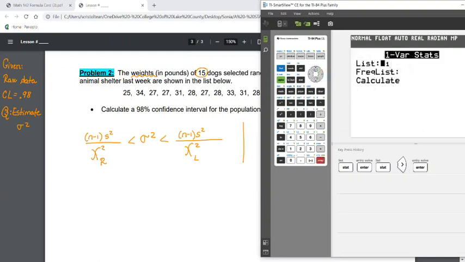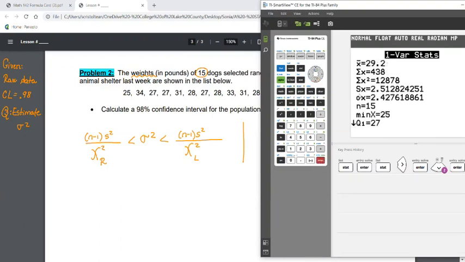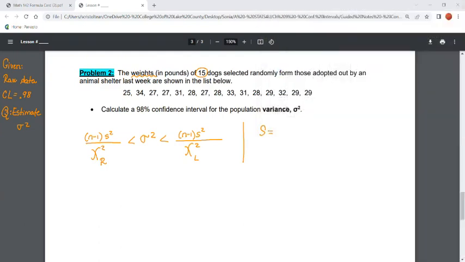Do I have my values in list 1? Yes. And I will simply calculate. All I need from this screen is Sx. This is the sample standard deviation, which is 2.51 if I round to 2 decimal places. So I'll write this down. s is 2.51. I will invite you to use the table to find chi-square to the right and chi-square to the left. And if you've done that correctly, chi-square to the right is 29.141 and chi-square to the left is 4.660.